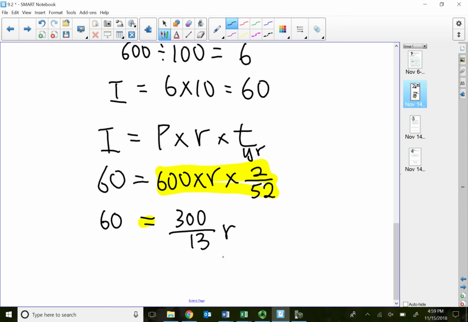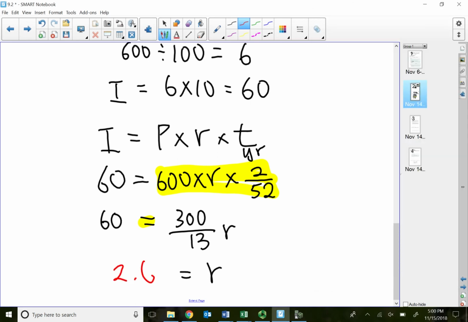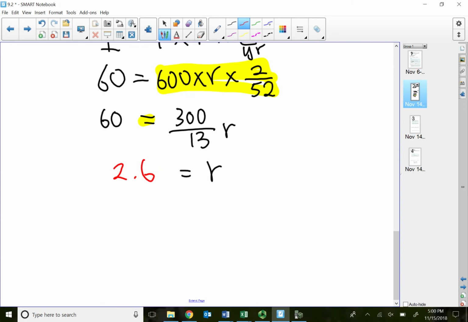So to get r by itself, the only thing I can do is divide both sides by my coefficient. So divide both sides by 300 over 13. So that means my 60 goes first, divided by parenthesis 300 over 13. So then my r is going to be 2.6. All right, that's not a percent. That's just a decimal notation. So if I convert my decimal into a percent, that means move my decimal to the right 2 places, then my interest rate r is actually 260%. Okay, that will be my answer.